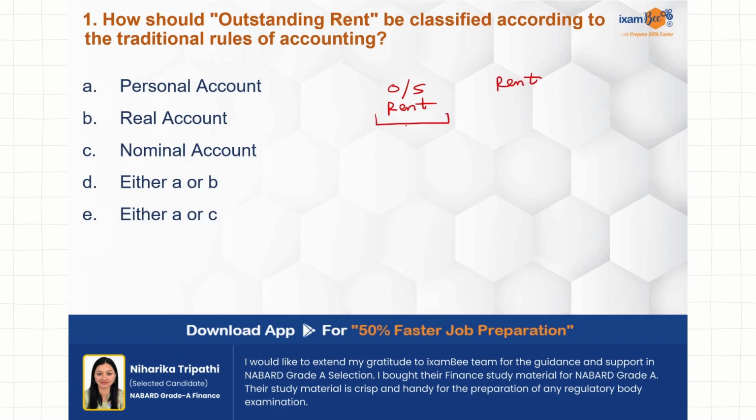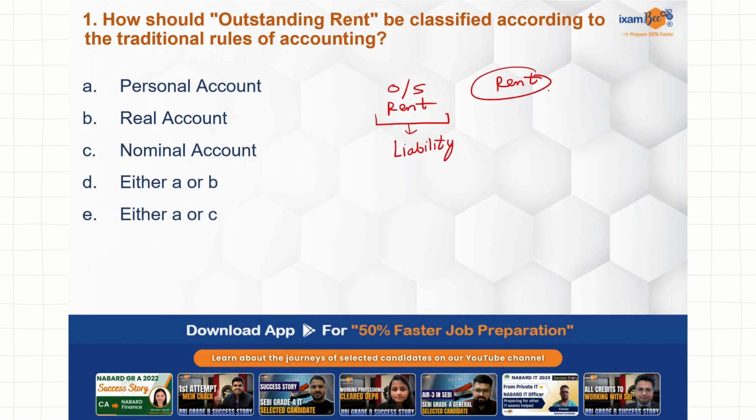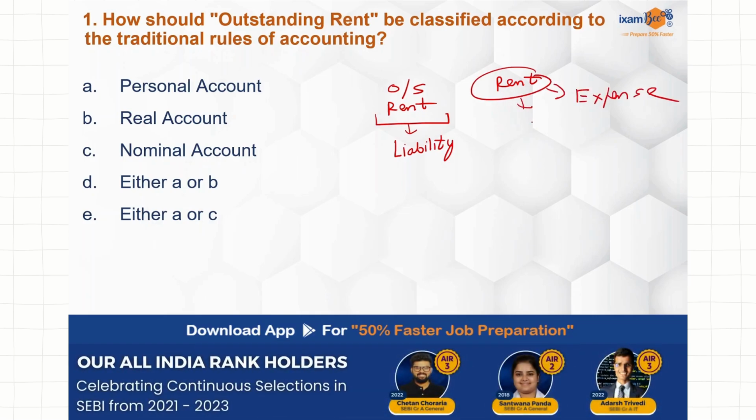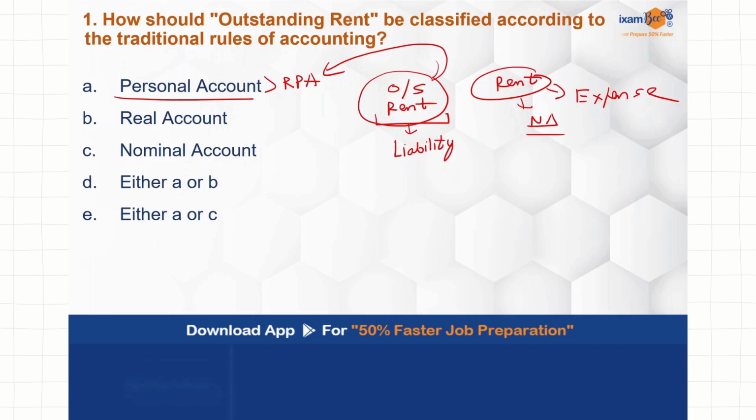Outstanding rent, which is already due but you need to pay it, is a liability. However, rent is an expense. So if I talk about rent, then it is a nominal account as per the traditional rule of accounting. However, outstanding rent is not a nominal account. It is a personal account, and in the personal account also, it is a representative personal account. Why? Because outstanding rent is representing your landlord, to whom you have to pay rent. So it is a kind of personal account, and in personal account also, it is a representative personal account.